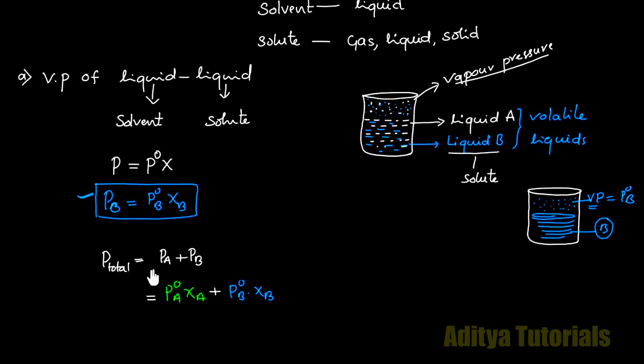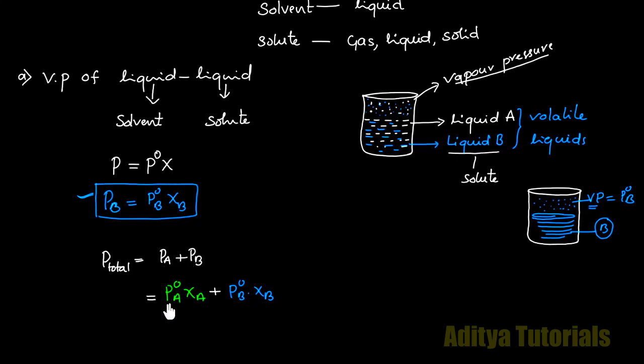The total pressure of any gases or vapors is given by the sum of the partial pressures of A and the partial pressure of B. It means that when you add the partial pressures of the individual gases, you get the total pressure of that system. In this case, we take two liquids that evaporate and form two types of vapors, and we have to calculate the partial pressures of A and B.